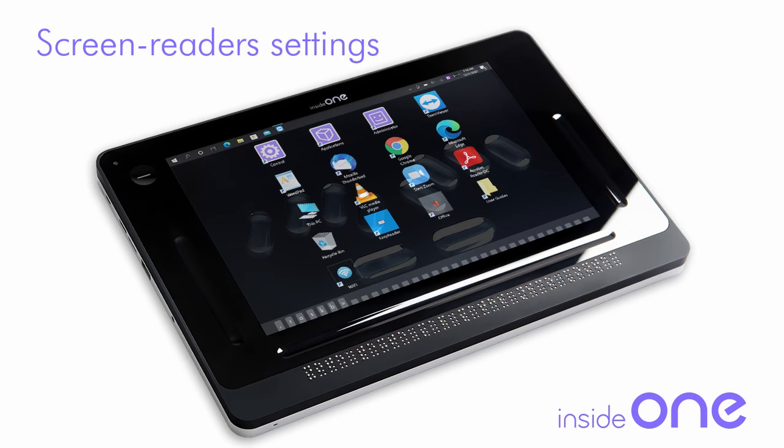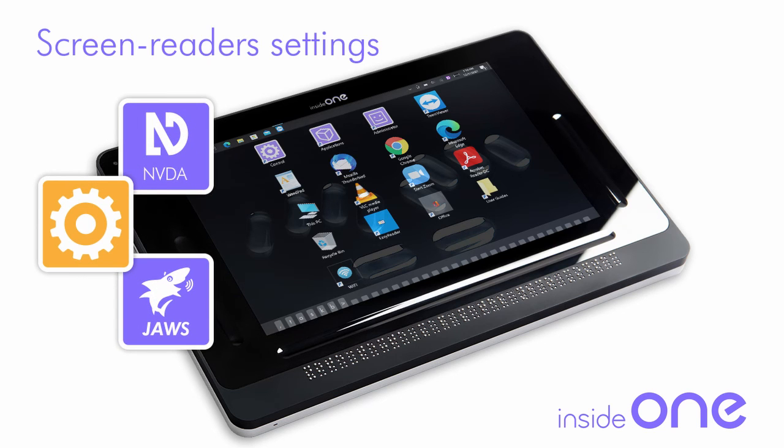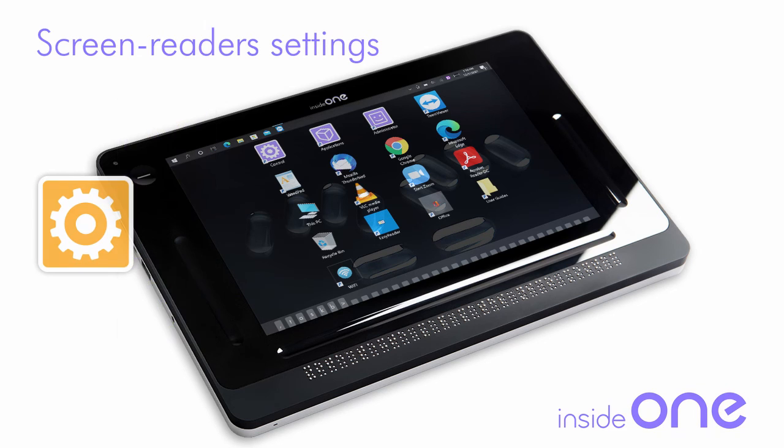In terms of the speech rate of your screen readers, these are controlled via your screen reader's settings. So there's no quick command that allows you to seamlessly and quickly change your speech rate no matter which screen reader you're using. So you will use your screen reader's specific settings to change your speech rate.